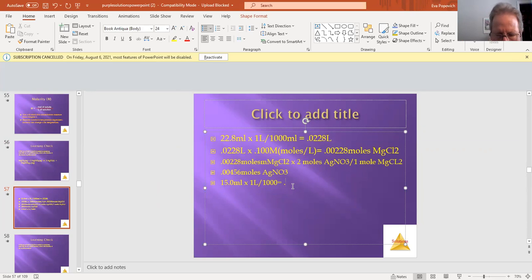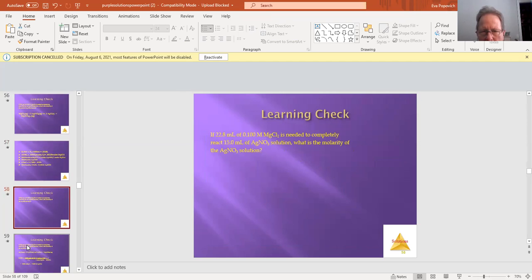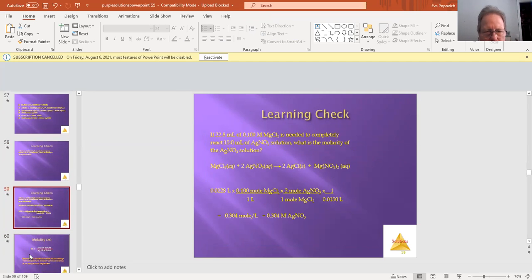This makes this 0.0150 liters. Then to get the molarity, I just take the 0.00456 moles, divide that by 0.0150 liters, and this gives me 0.304. Okay, we good, Manuel? Yep. Oh, it's nice that I came up with the same answer.